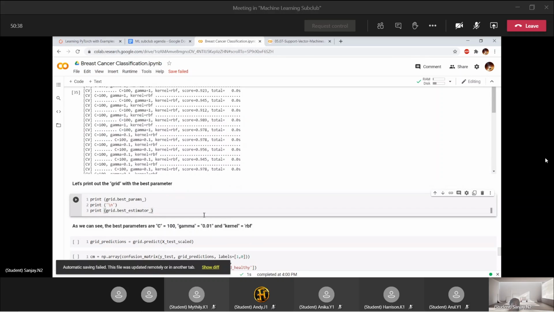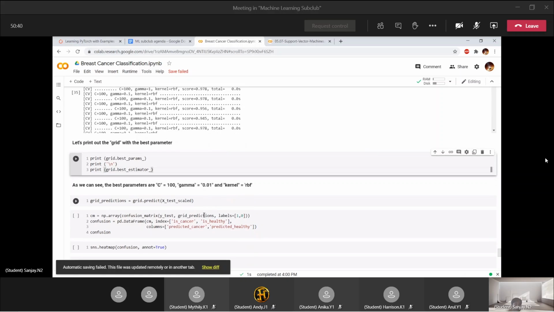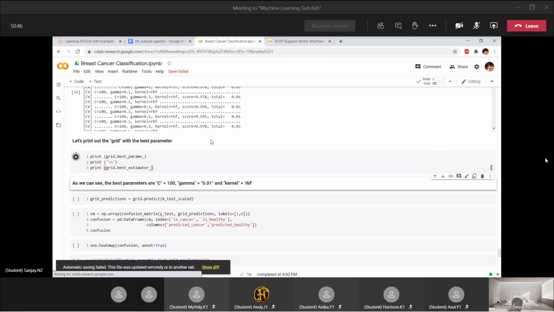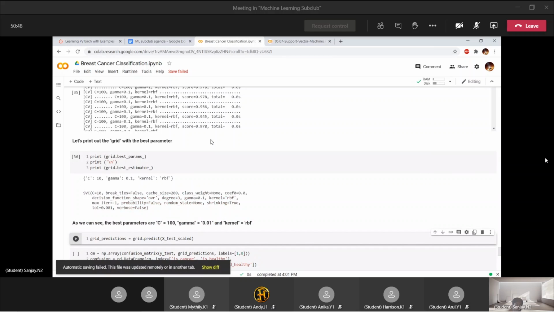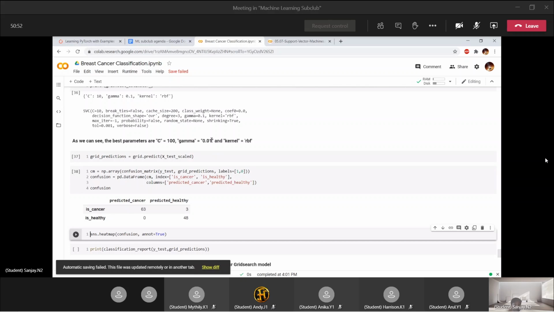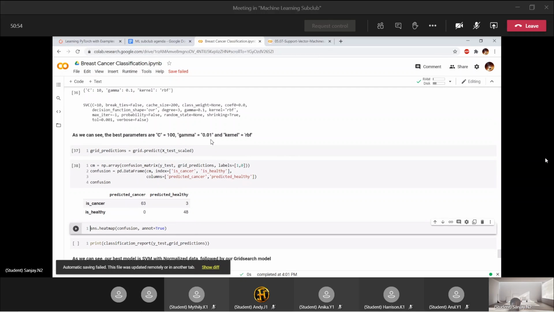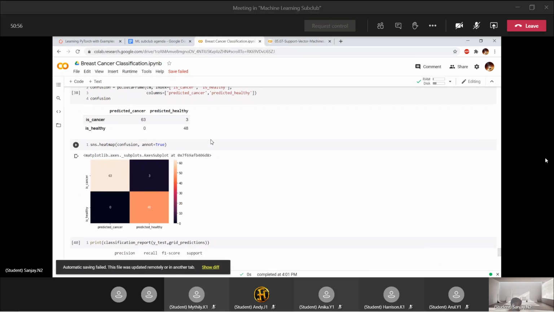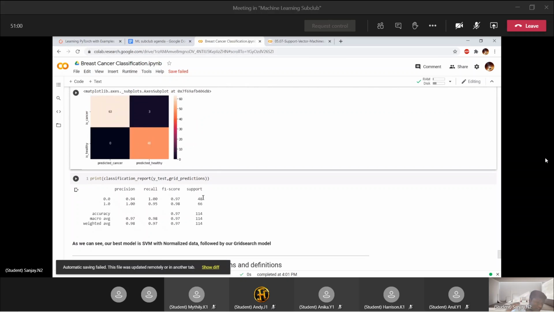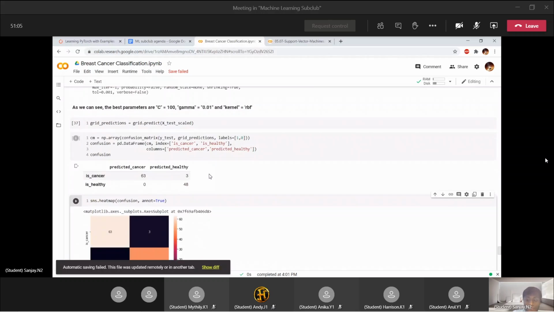So therefore, we refit the model to predict the testing set, and after we do that, we replot the confusion matrix and we're down to 3 incorrect predictions and an accuracy rate of 97%. So we've gone all the way from 92% to 97%, which is a few small changes.